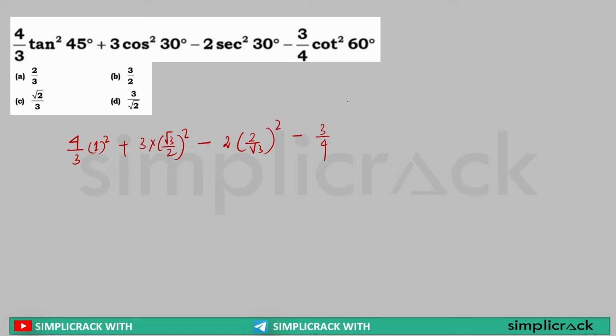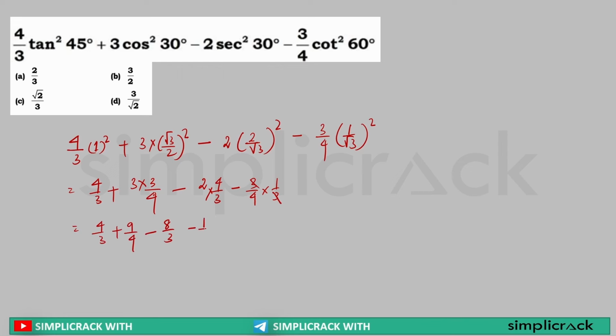Minus 3 by 4 cot 60 degree. Cot 60 degree is equal to 1 by root 3, so this will be written as 1 by root 3 square. This can be written as 4 by 3 plus 3 into 9 by 3 by 4, my bad, minus 2 into 4 by 3 minus 3 by 4 into 1 by 3. Here 3 crossed out. So this can be written as 4 by 3 plus 9 by 4 minus 8 by 3 minus 1 by 4.